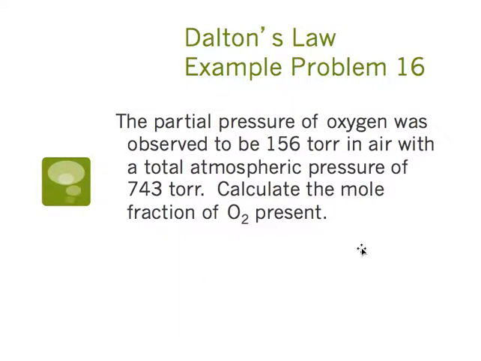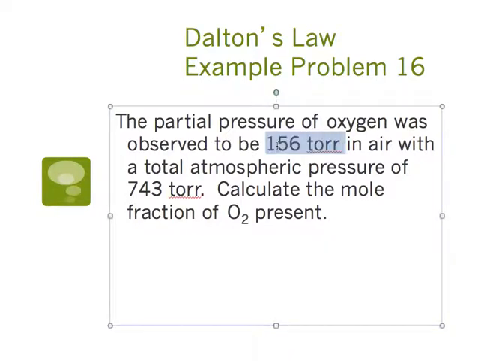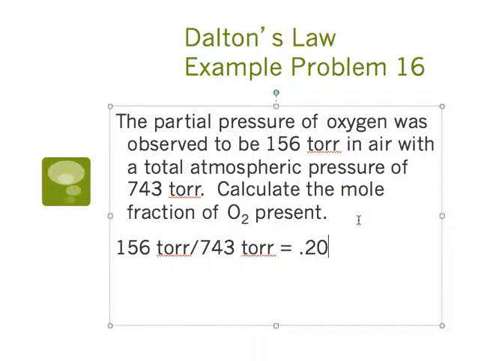So here's another example of another Dalton's law problem. The partial pressure of oxygen was observed to be 156 torr in air and a total atmospheric pressure of 743 torr. Calculate the mole fraction of O2. So again, if this much pressure out of the 743 is just oxygen, then I'm going to take this 156 torr divided by 743 torr. That's not only the percentage of my pressure, which if I do that, I'm going to get a little more than 20%.